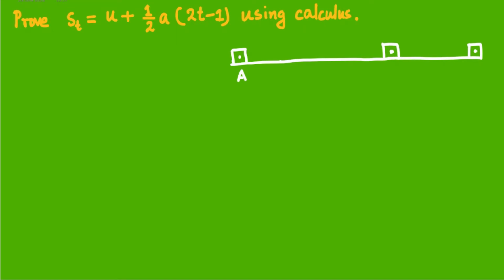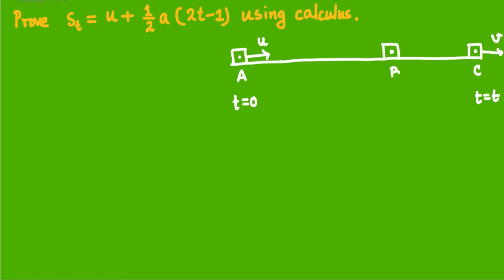The body was initially at the point A and starts its motion with initial velocity u, and finally it reaches the point C, and the final velocity at that point C becomes v. The time at the point A was 0, t equal to 0, and at the point C, the time is t second, that is t equal to t.